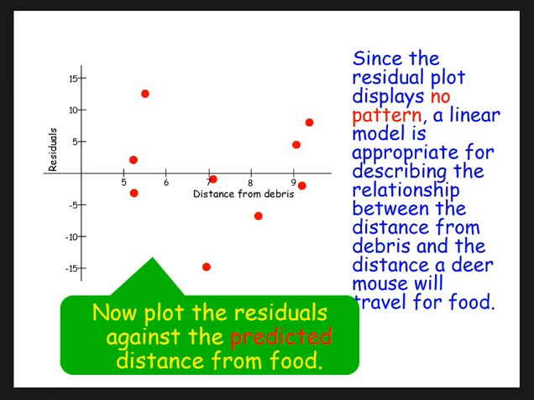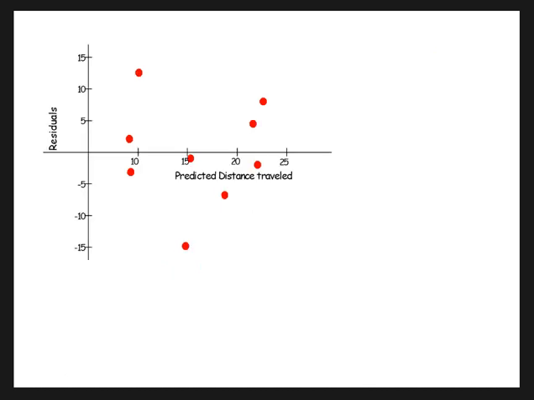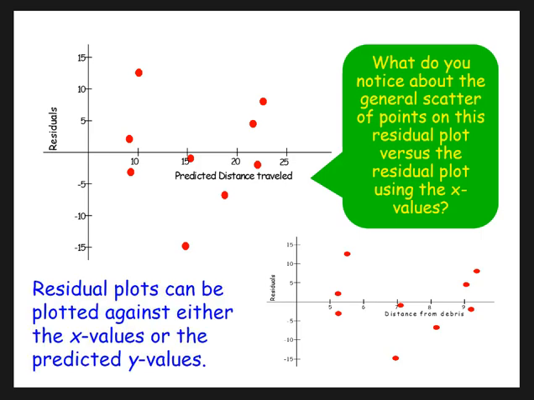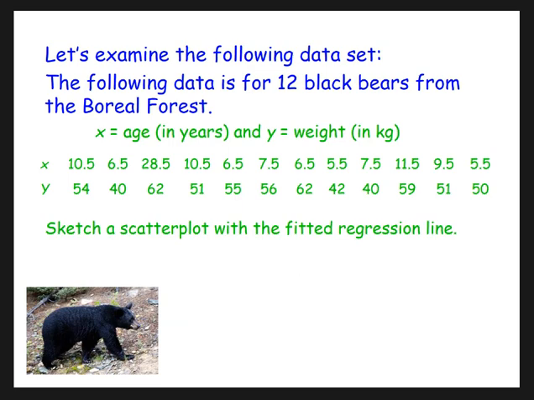So now the plot of residuals against the predicted distance for food, that means that we can use our regression equation. What do you notice about the general scatter of points on this residual plot versus the residual plot using the x values? Instead of doing the distance from the debris, we're doing the predicted travel distance. You can see there's a similar shape to that residual plot. So we can actually plot residual values against either the x or the y values. We prefer to do them against the y's.